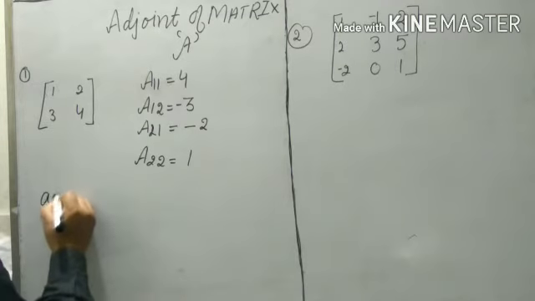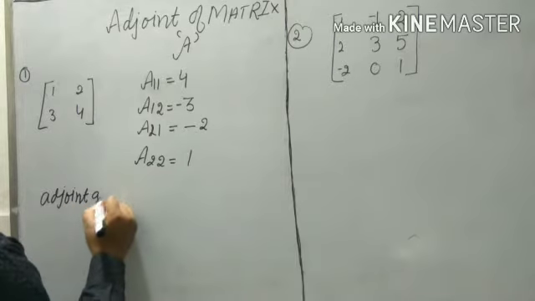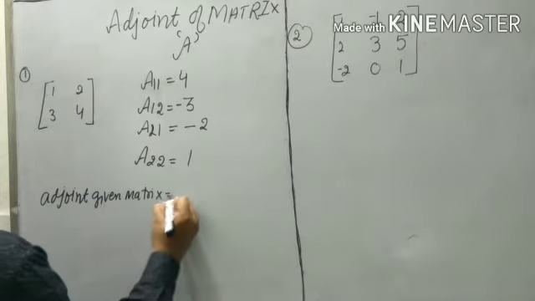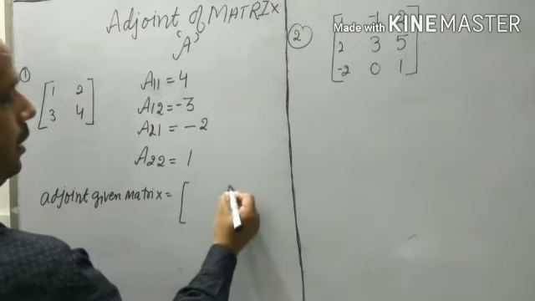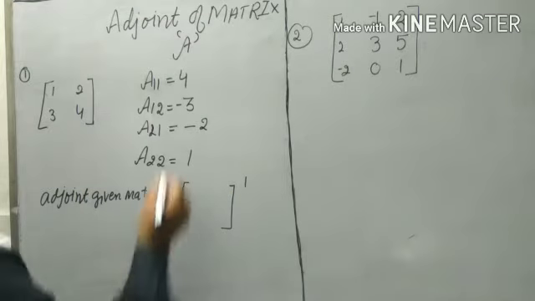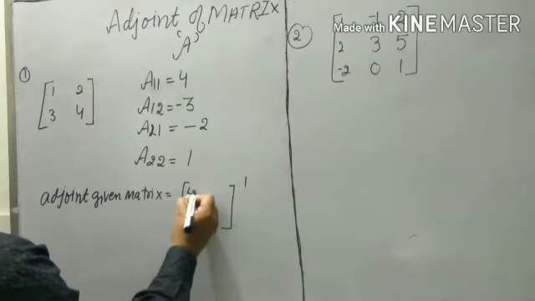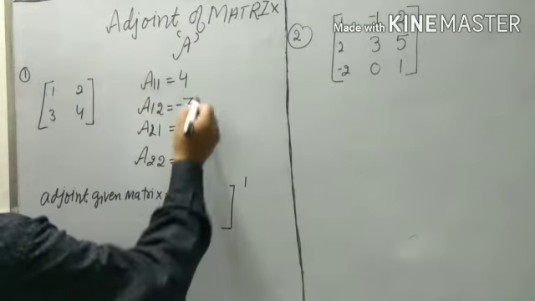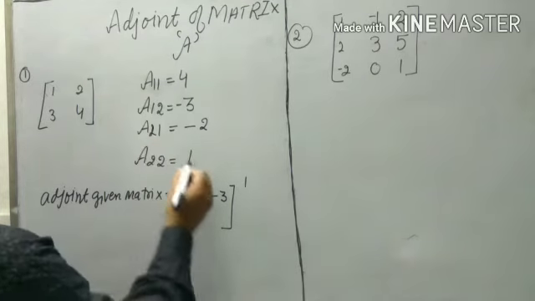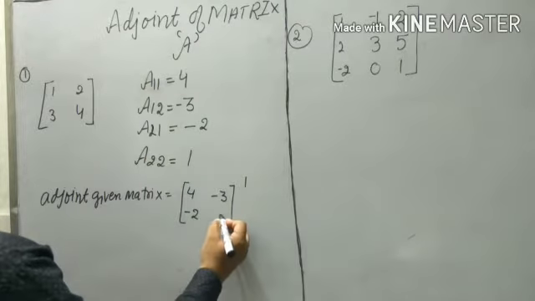So the adjoint of the given matrix will be equal to the transpose of the cofactor matrix. What is the cofactor matrix? I have to put the A11 cofactor at the place of A11, the A12 cofactor at the place of A12, the A21 cofactor at the place of A21, and the A22 cofactor at the place of A22.